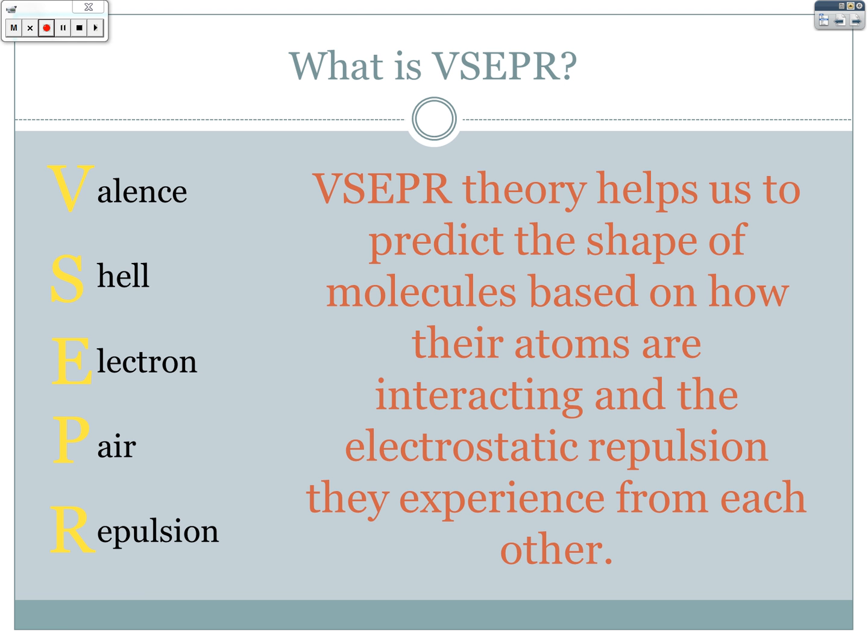And so what VSEPR theory does is it helps us to predict the shape of molecules based on how their atoms are interacting and the electrostatic repulsion they experience from each other. So when you put atoms into a molecule and you try and force them to bond, their valence electrons, while interacting in the form of making bonds, also repel each other. So it's not just a positive interaction to form bonds. They actually try and push each other away.